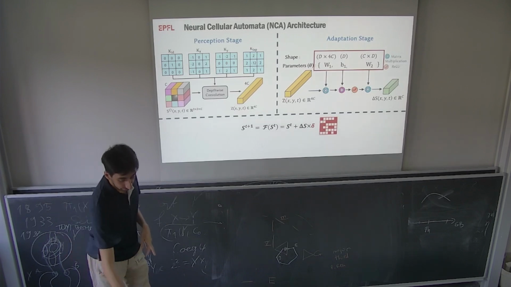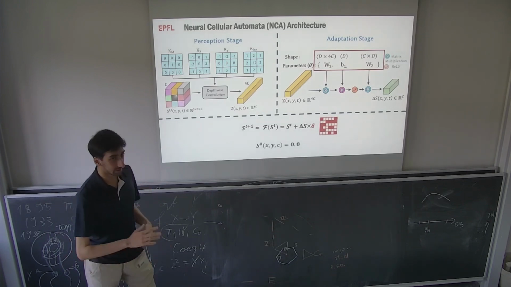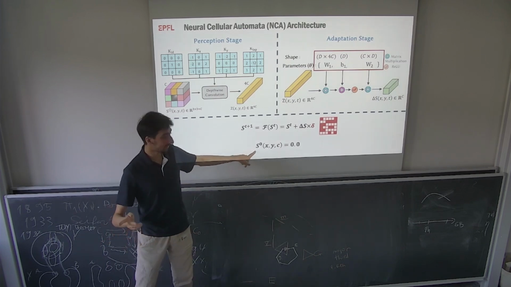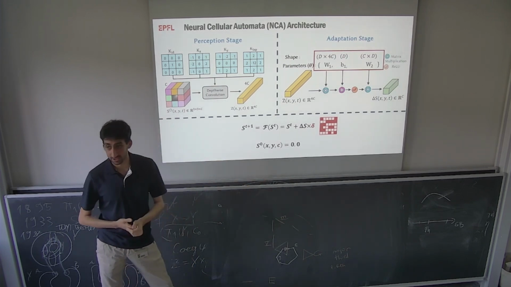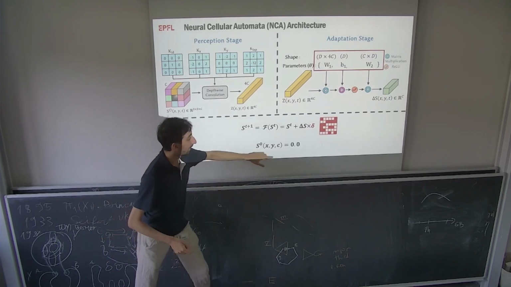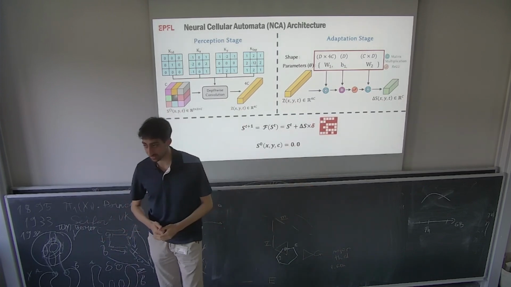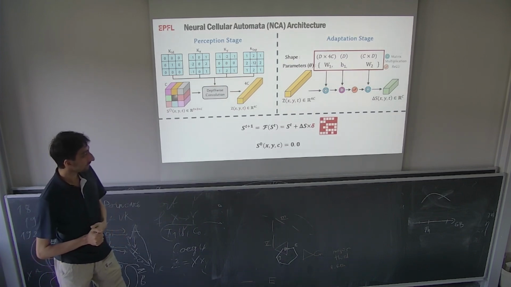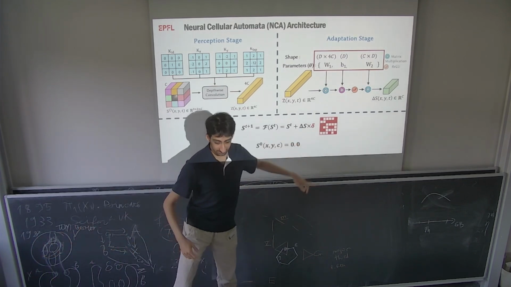And this is essentially what breaks the symmetry between cells, because the starting state, as you asked, is 0 for all the cells. So if we start from this and we don't have this stochastic update mask, all the cells will have the same update. But with this, the symmetry can break.